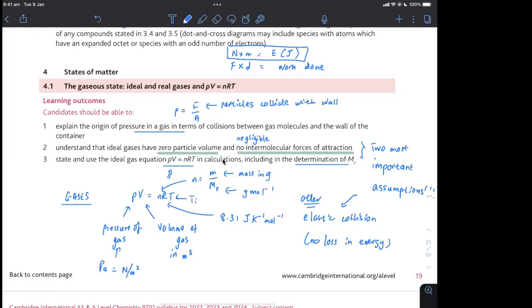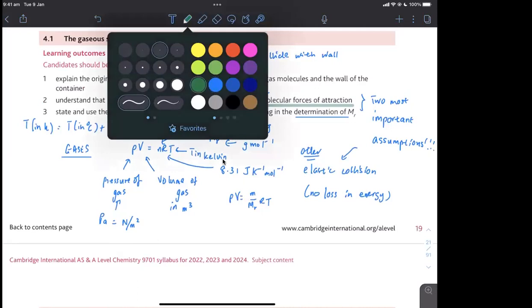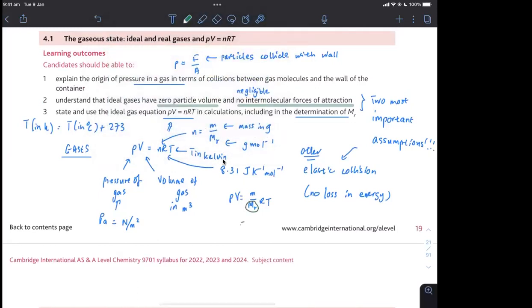The temperature there must be in Kelvin. If you are in degrees Celsius, you add 273 to turn it into Kelvin. Of course, then you should be able to rearrange your equations, and you will be able to get PV equal to mass over Mr times RT. If you want to make Mr the subject, move the Mr up there, so it becomes PV times Mr equals mRT.